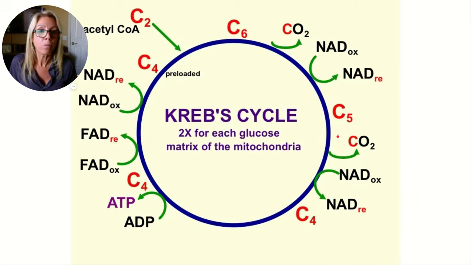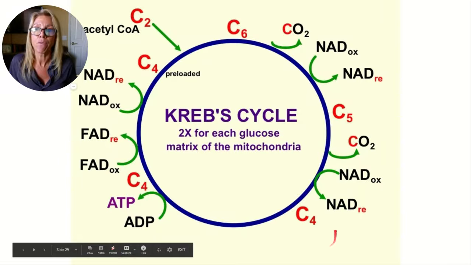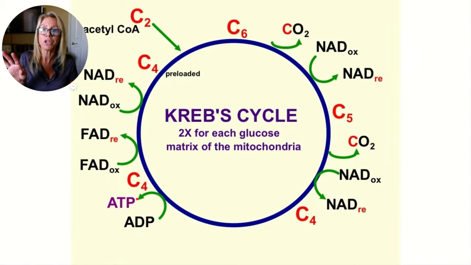Then I'm going to do that one more time. Pull off a CO2, reduce an NAD, and I have a 4-carbon unit. Then I'm going to make an ATP by substrate level phosphorylation, no electron transport chain needed. I'm going to reduce an FAD and an NAD, and do it all over again with my second acetyl-CoA.